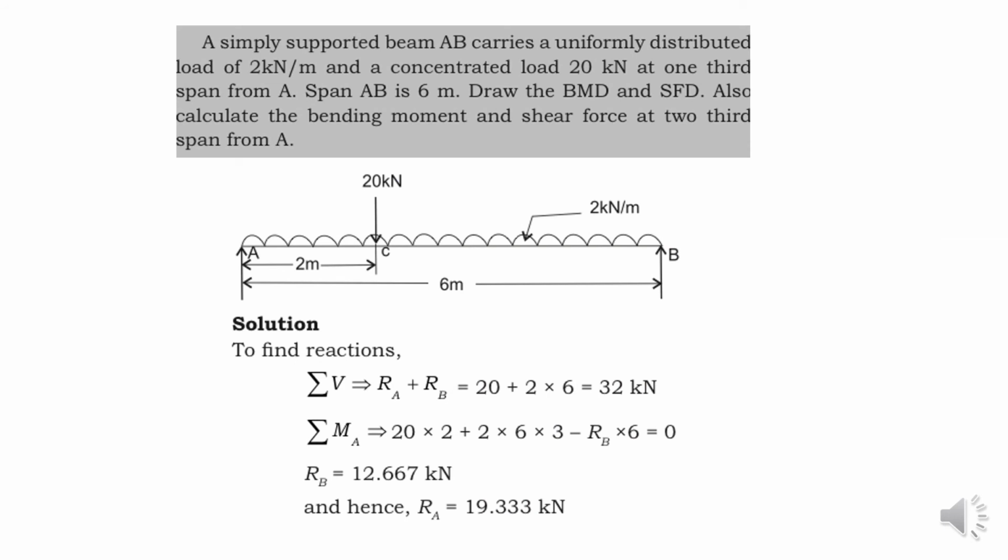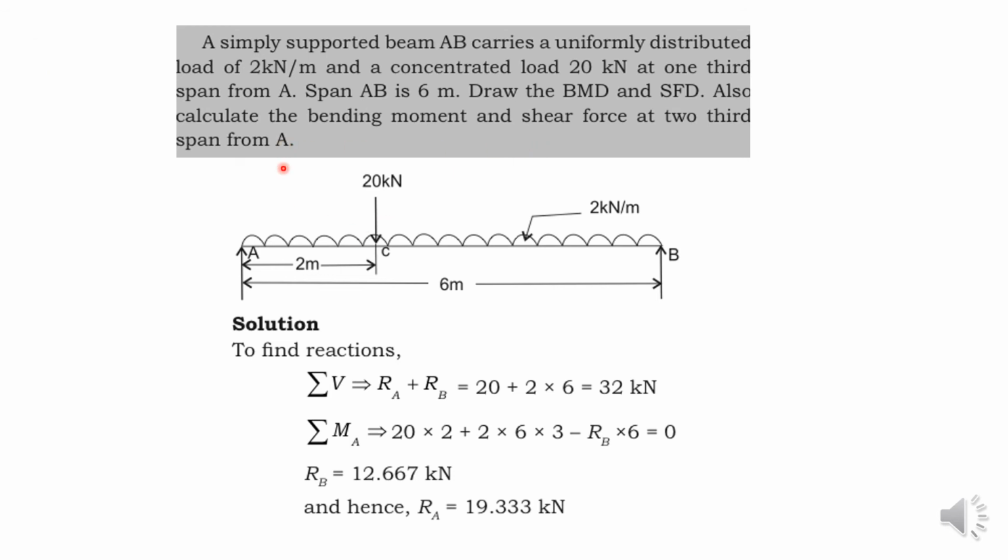Now we are moving on to the next problem. A simply supported beam AB carries a uniformly distributed load of 2 kilonewton per meter and a concentrated load of 20 kilonewton at 1/3 span from A. Okay, the span AB is 6 meter long. Draw the SFD and BMD. Also calculate the bending moment and shear force at 2/3 span from A.